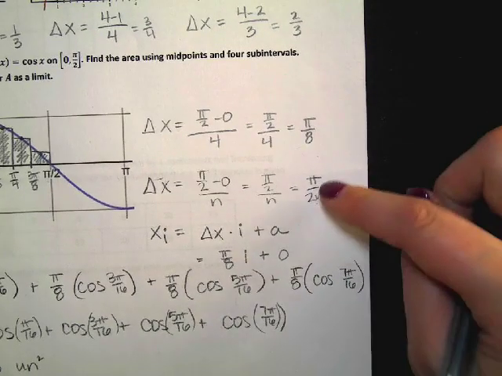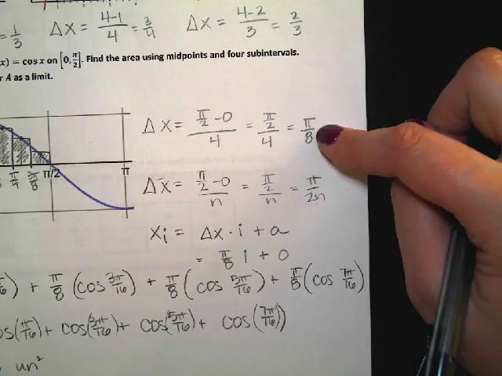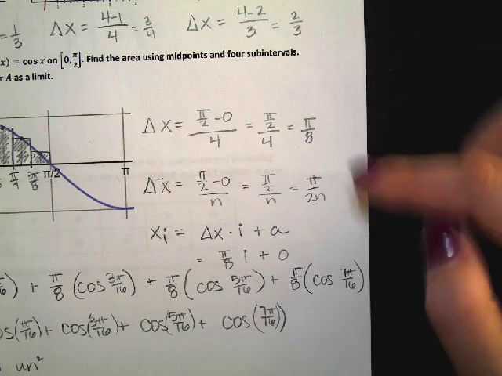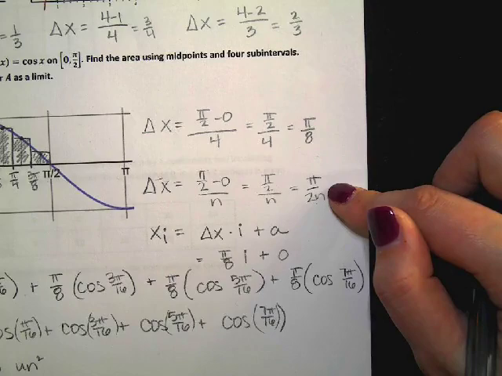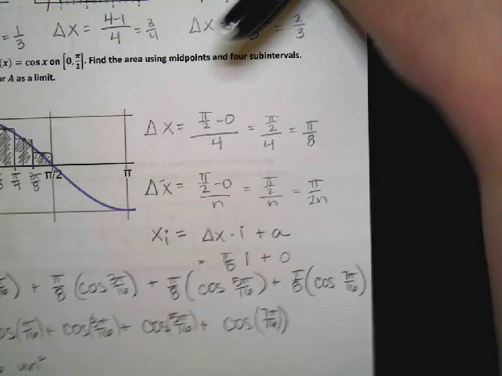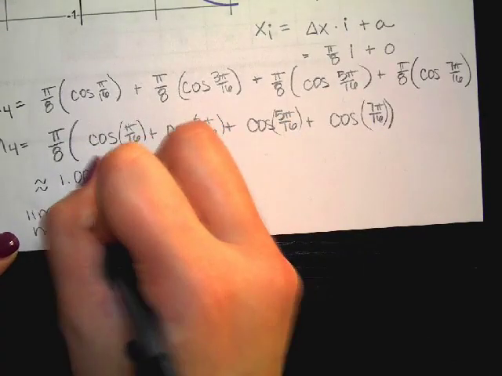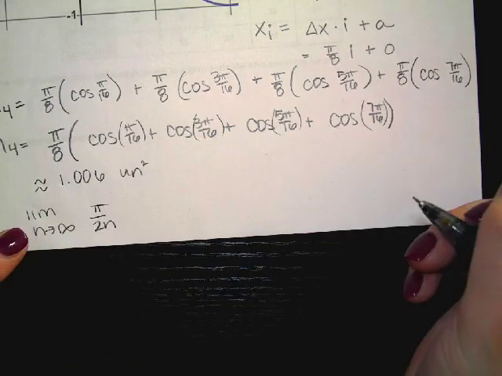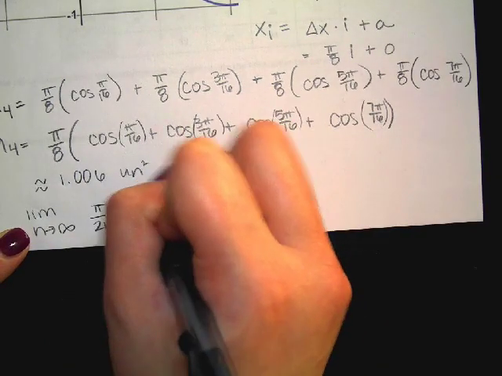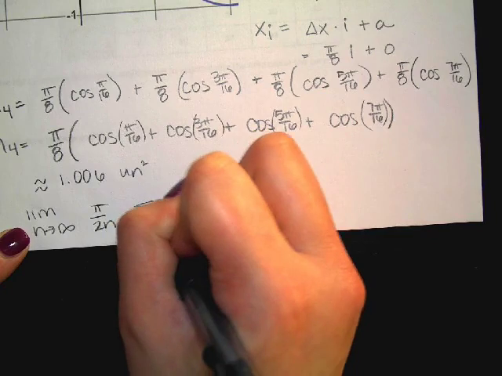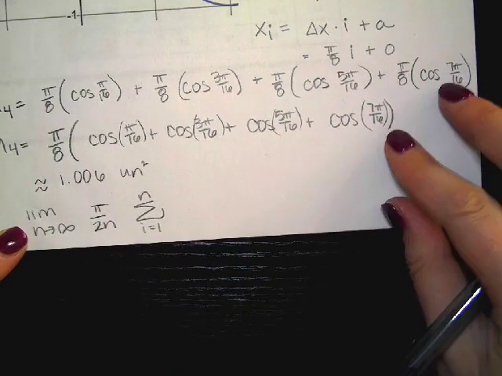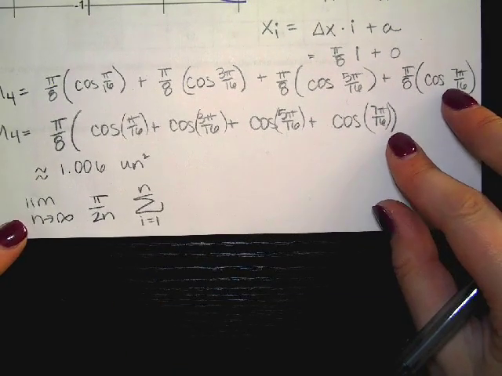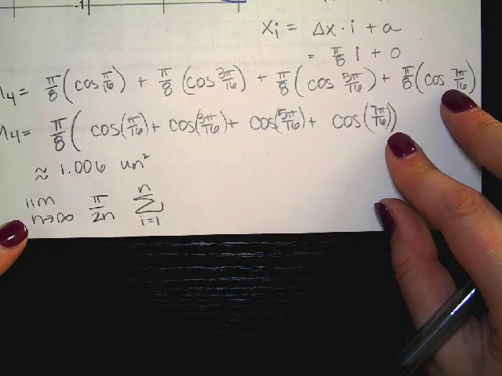We should put pi over 2n, because the earlier one was for 4 subintervals specifically. This is for any possible number of subintervals I could ever want to have. Okay, so I'm going to say pi over 2n. And then we're going to do the shorthand way. So we're going to say summation from i equals 1 to n. And then we have to do the function evaluated at xi.